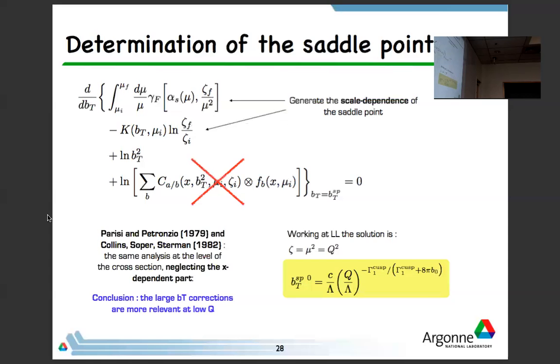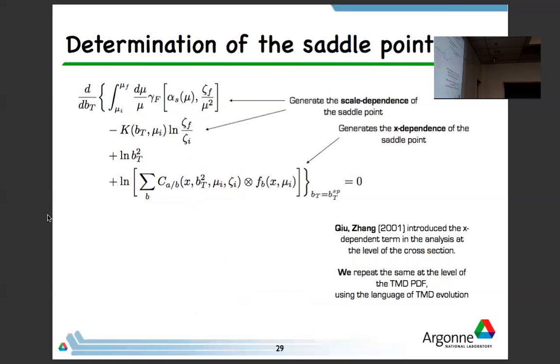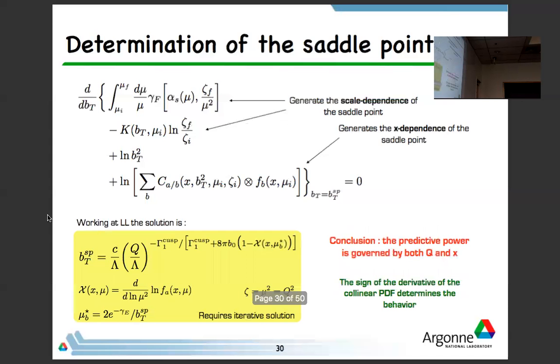Zhang Wei and his former postdoc Zhang, in 2001, did the same calculation at the level of the cross section, and they also included this term here, which generates the x dependence. We repeat the same at the level of the TMD PDF, and if you work again at leading log, you find this kind of functional form, which is exactly identical to the previous one, apart from the factor curly x here.